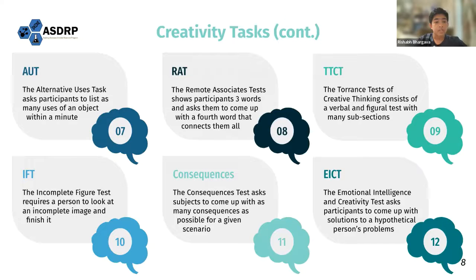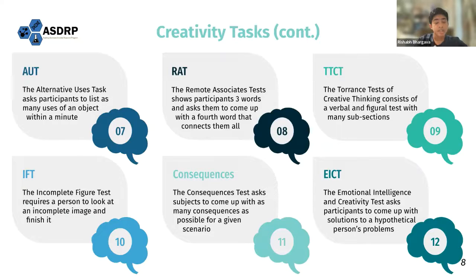One of our last tasks that we'll talk about today is the Consequences Test, which is also part of the TTCT, and it was developed by the Amplitudes Research Project at the University of Southern California. In this, subjects are asked to come up with as many consequences as possible for a certain scenario. One example of this task could be, what if everyone just lost the ability to read and write? What would happen to everything?